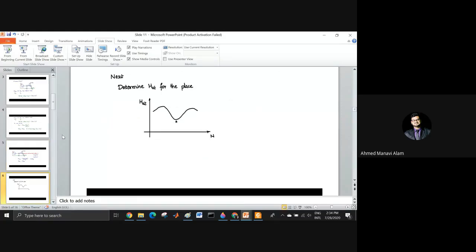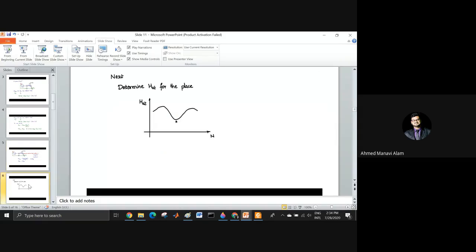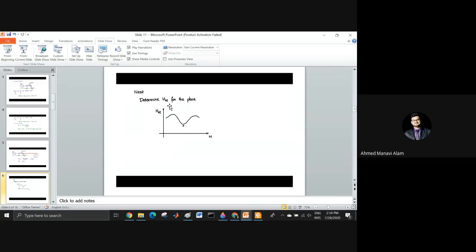Now, as you have to find the WHPV, or the amount you need from the PV cells, one thing you need to know is the behavior of the sun. What is the behavior of the sun, how the sun works. It is very important. So now we will determine the HAT.